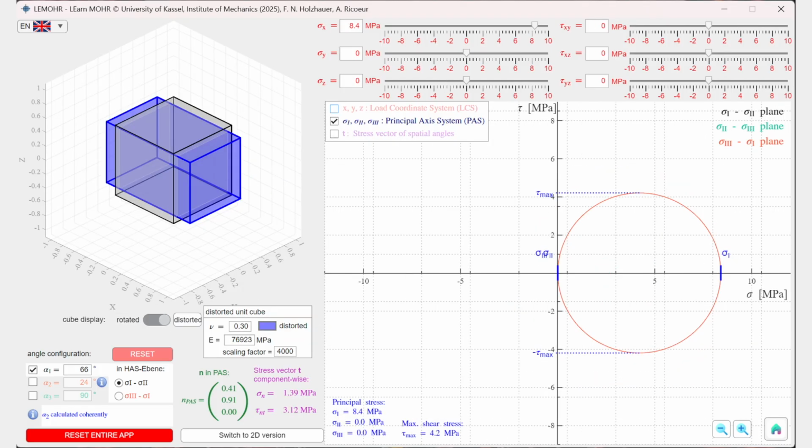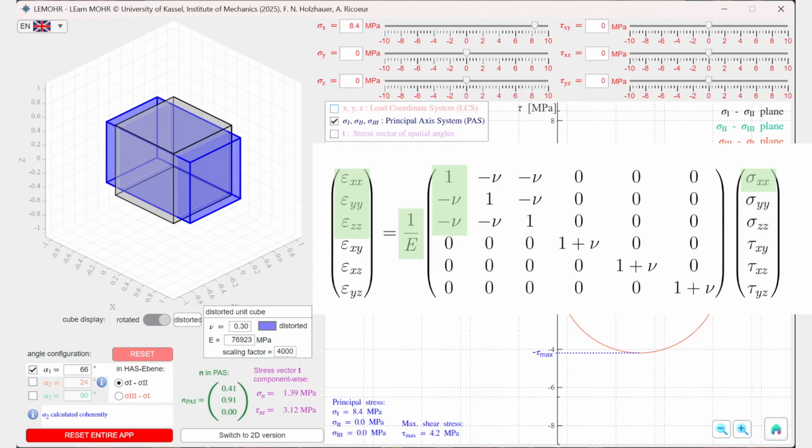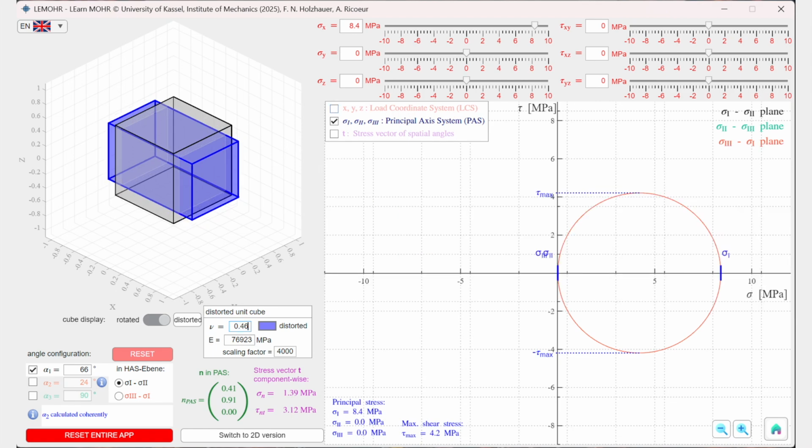A uniaxial stress state with a single normal stress produces a three-dimensional strain state. This follows directly from Hooke's material model. LEMOHR allows the user to manipulate the material parameters. With a higher Poisson's ratio, the material undergoes stronger lateral compression. This also makes it possible to understand the influence of the scaling factor used for visualization.